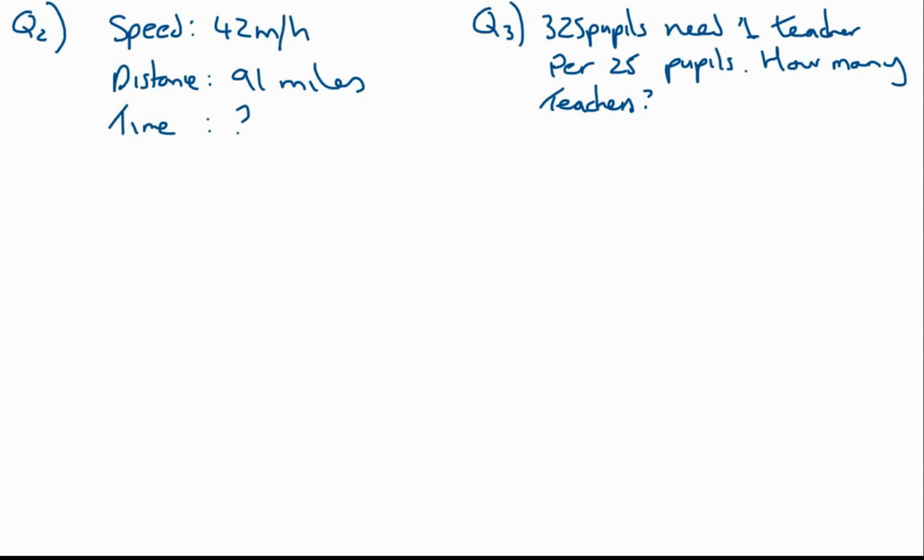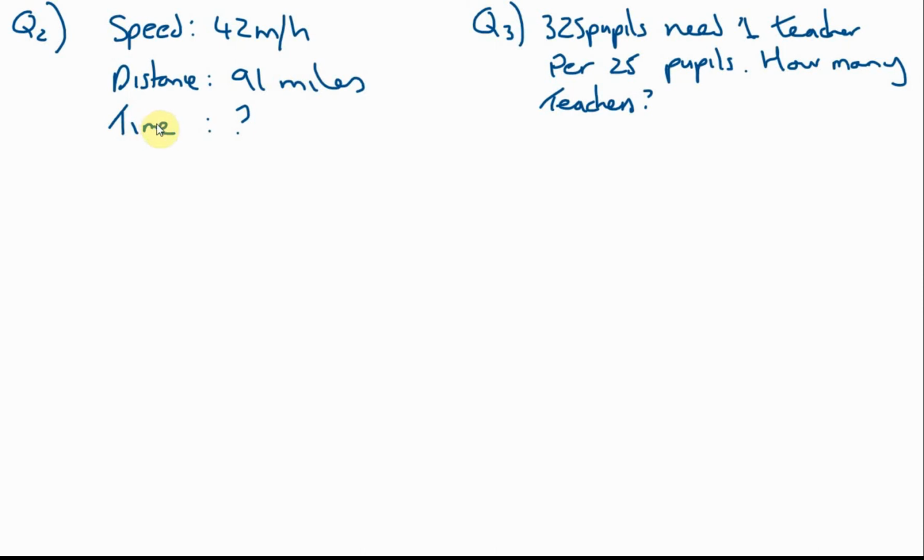Okay, so just continuing on from the last video, this one is similar, but I think the arithmetic, the numeracy, is a bit more challenging. So let's take the first question we've got here. Speed of 42 miles an hour, and we've got a distance of 91 miles. So how long is that going to take?